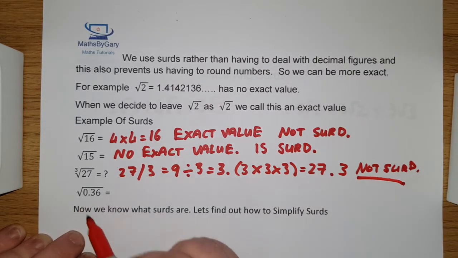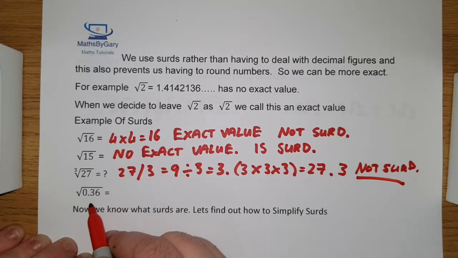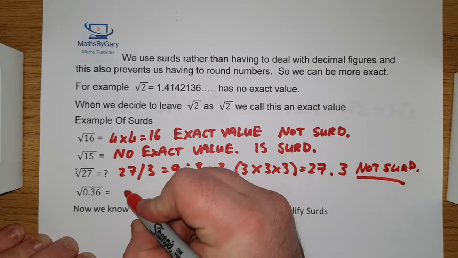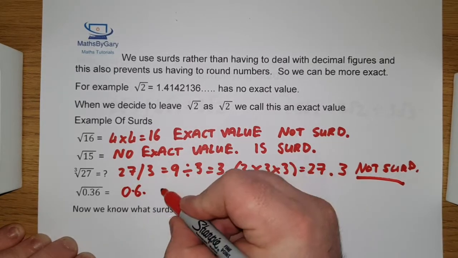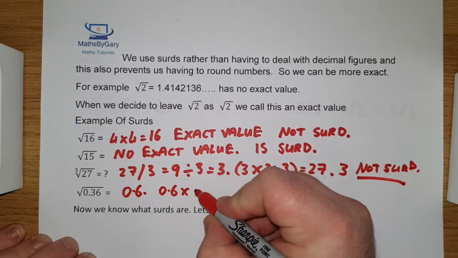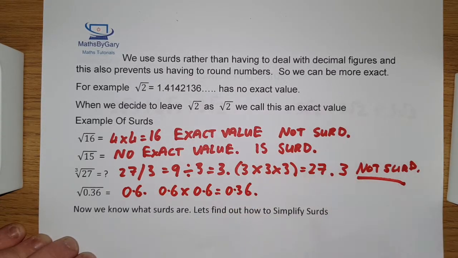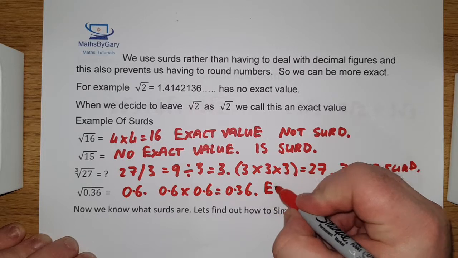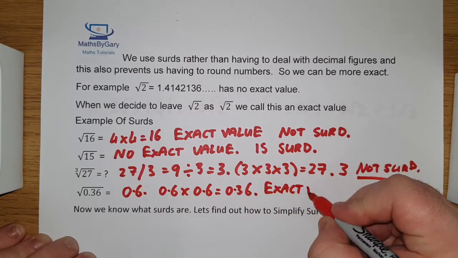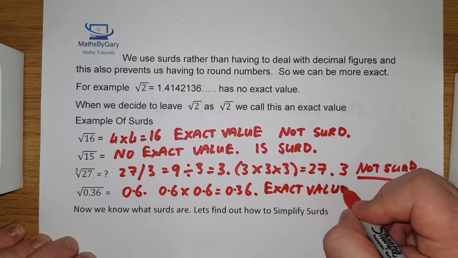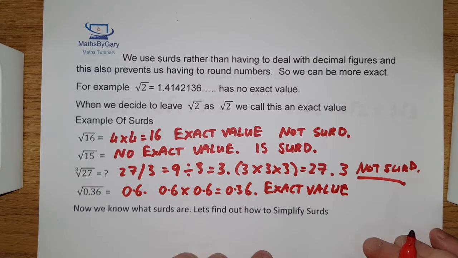Now, finally, the square root of 0.36. If you think about the square root of 0.36, that's simply 0.6, because 0.6 times 0.6 would simply be 0.36. So this is an exact value, therefore not a surd.